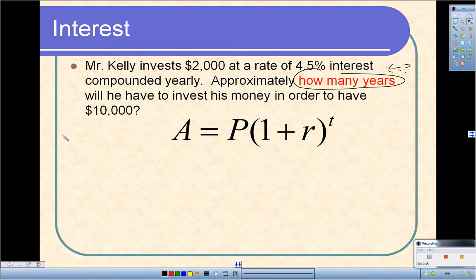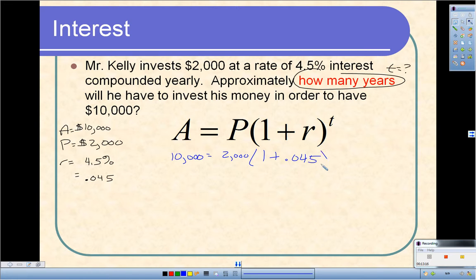Now A represents the ending amount, which in this case would be $10,000. P stands for the principal or starting amount, which in this case would be $2,000. And R represents the rate, which is 4.5%, but you have to represent that as a decimal, so that would be 0.045. So let's write this equation out. I'm going to have 10,000 equals 2,000 times (1 plus 0.045) to the T.